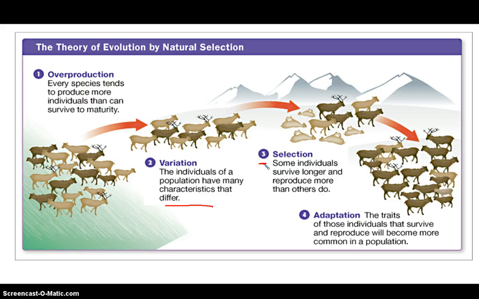And finally, number 4 is adaptation of the population. So over time, the traits of those individuals that survive and reproduce will become more common in a population. So if you look over on the left here, and we'll call this population number 1, and then finally over on the right here, population number 2, the gene frequency, the genetic makeup has changed. The population on the right here has more darker individuals, and that population has evolved because the gene frequency, the genetic makeup, has changed.